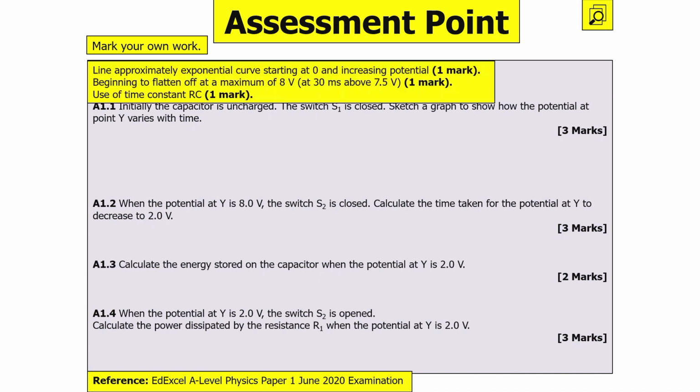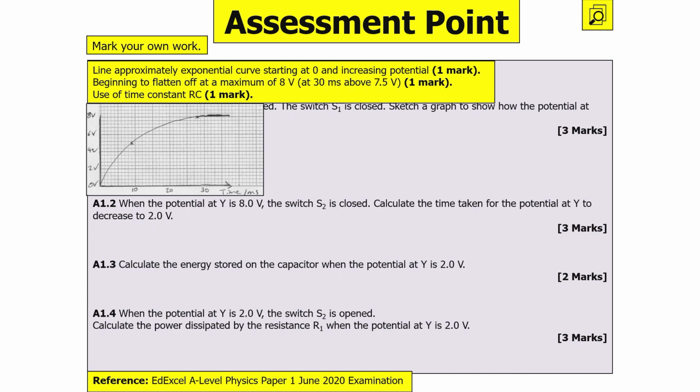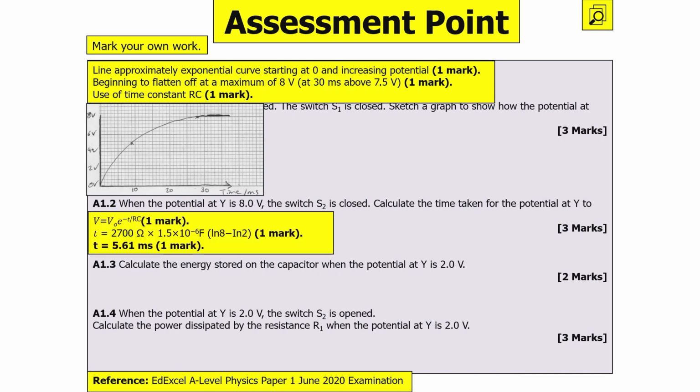Right, so what you would draw is a line that's approximately an exponential curve starting at 0 and increasing in potential. It begins to flatten off at a maximum of 8 volts, and we use a time constant to work out the increase when we're charging. So you can see on here, this is a sketch of what it should look like. We then use our equation V equals V0 e to the minus t over RC. Pop in all the values, work it all through, and we get 5.61 milliseconds.